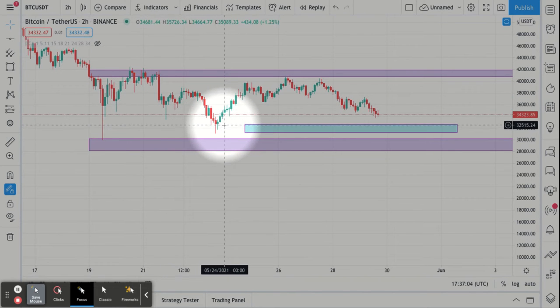Here's our low. So our candle low is 32,648 from what I can tell. Our wick low is 31,117.